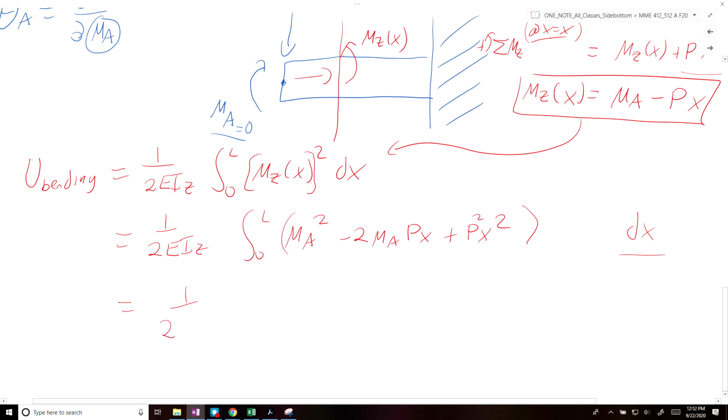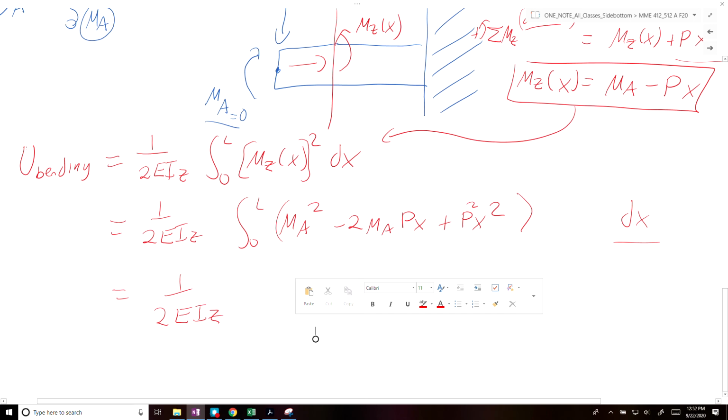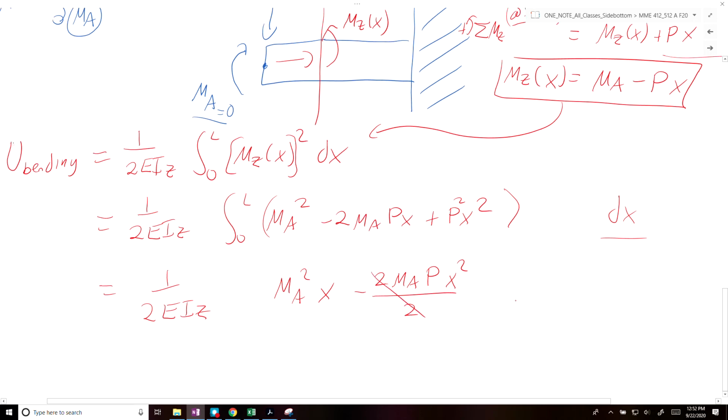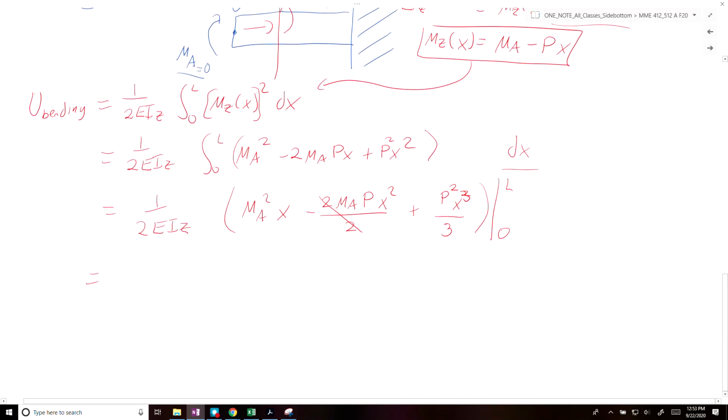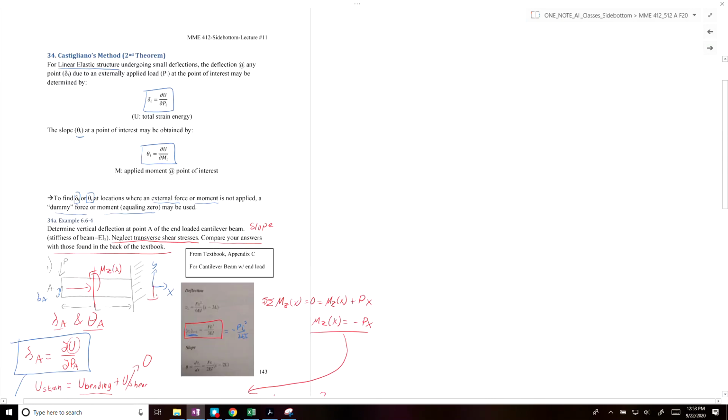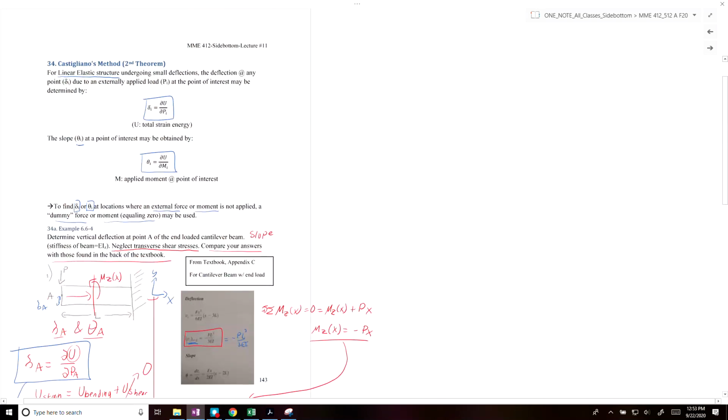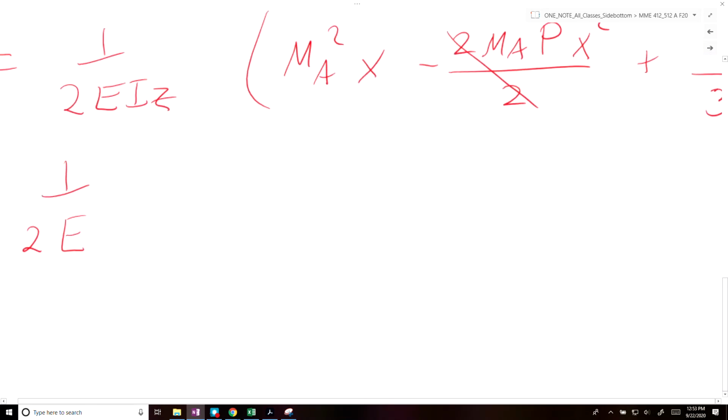All right, so if we do that, we get 1 over 2EIz, and then if we do this integral here, what we end up getting is MA squared x minus MA Px squared, so the 2's canceled out here, and then we're going to get plus P squared x cubed over 3, and that's going to go from 0 to L. Okay, so if we plug in our terms for when x is equal to L and when x is equal to 0, we end up getting 1 over 2EIz.